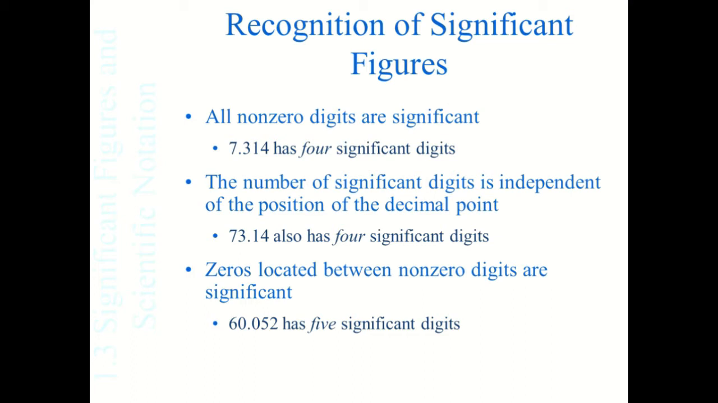Now look at this number, 60.052. I have zeros here, and I have zeros here. I have to determine whether those zeros are significant. This rule tells me how to do that: zeros located between non-zero digits must be significant. So they are. I would count 1, 2, 3, 4, 5 significant digits. 5 significant digits.